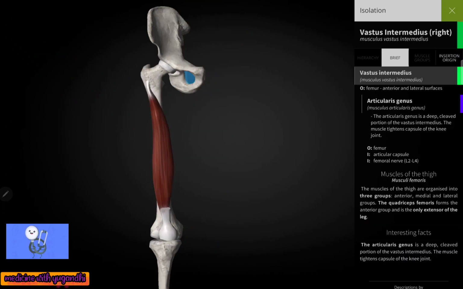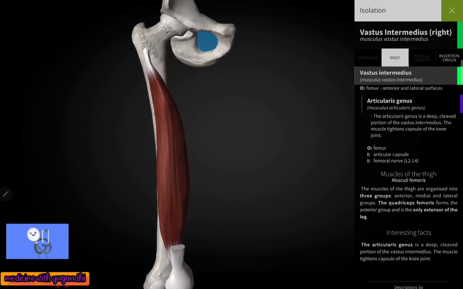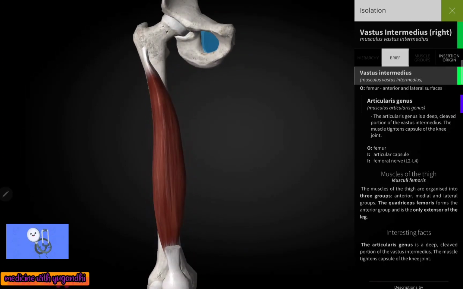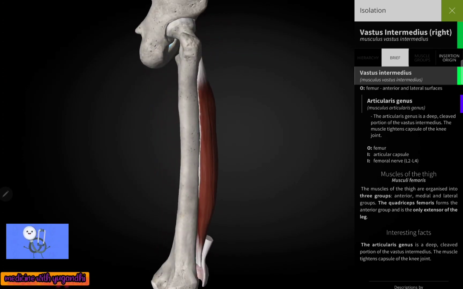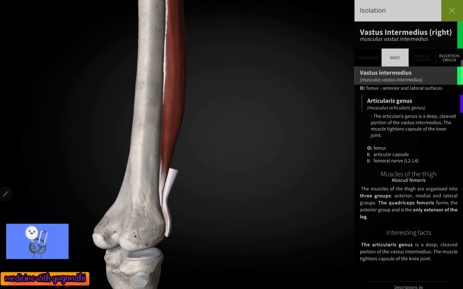The next muscle we are going to see is the vastus intermedius. Coming to its origin, it takes its origin from the anterior and lateral surfaces of the shaft of the femur. Here you can see, mostly it takes its origin from the anterior surface and also from the lateral surface of the shaft of the femur. Coming to its insertion, it gets inserted into the base of the patella.